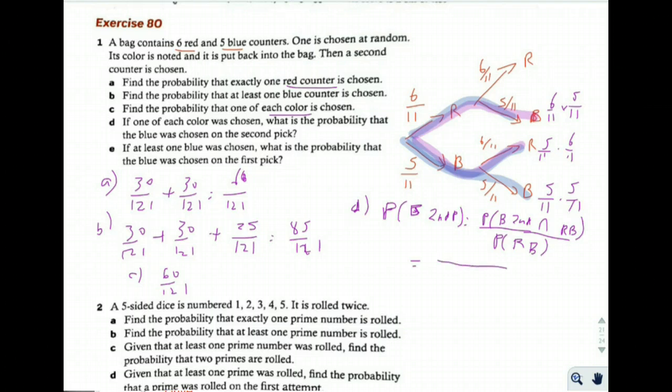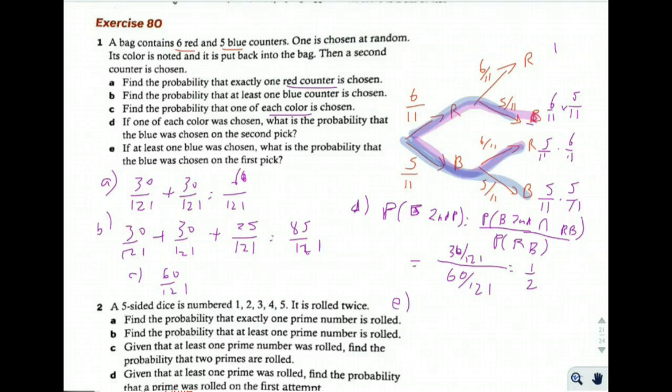So the probability that red and blue were both chosen, that we know is 60 divided by 121. The probability that blue was chosen second and red and blue were chosen would be this leg here. So that would be 30 over 121. So the chance that that would happen is actually 1/2, right?